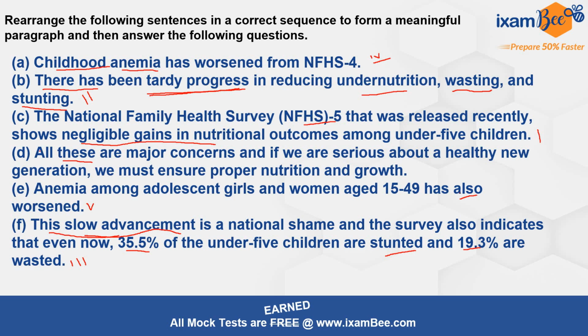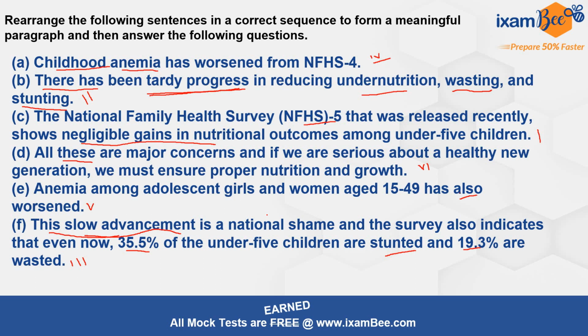Okay, at last, D is going to be our last sentence here, right? Since it says all these are major concerns. So now we know that what concerns this passage or this paragraph is talking about. It talks about malnutrition, wasting, stunting, and anemia among children and adults and girls and women. Right? So this is our correct sequence here. So the correct sequence is C, B, F, A, D. Sorry, E and D. Right?